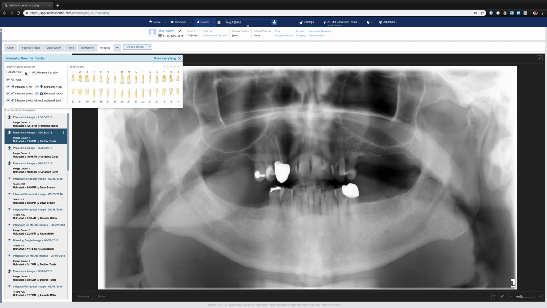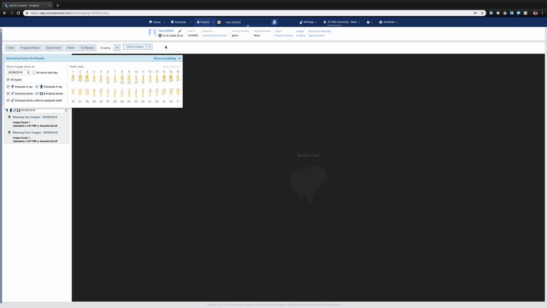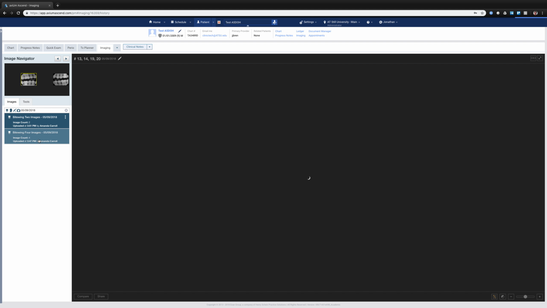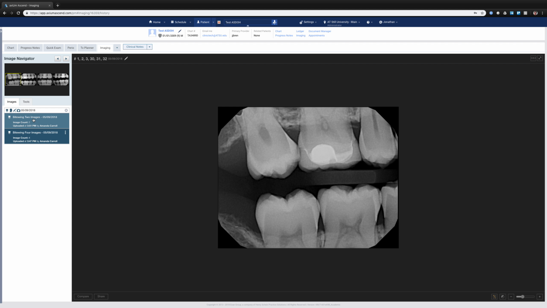So for this, I wanted to highlight a relatively new feature that came to axiUm Ascend, and to do so, I'm going to go to a specific date and show all the images on that day and that day only. So I've come down to these two image sets, both of which were taken with DEXIS intraoral sensors.